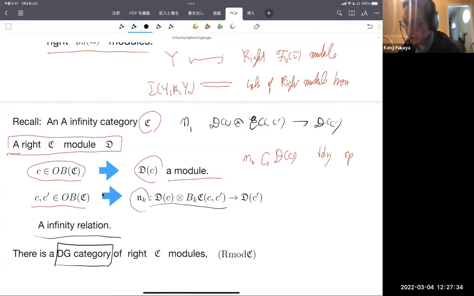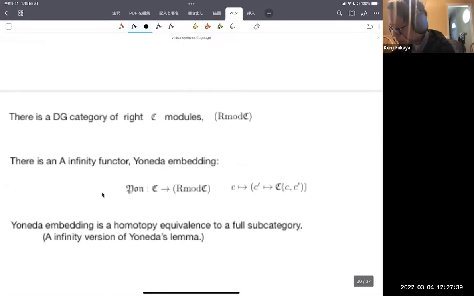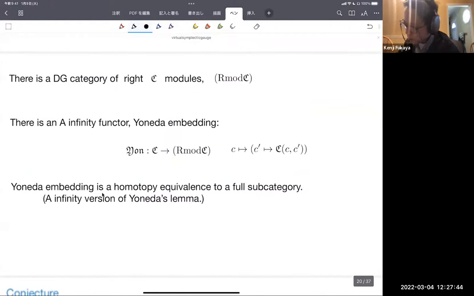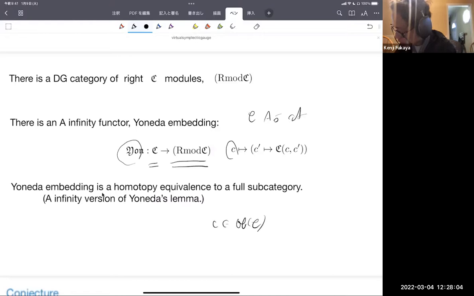And I remind you of one algebraic fact: if you have an MVT category C, there is an MVT functor called the Yoneda functor, which associates a light C module to C. As an object, you have an object C of this category. Then I want to define light. So Yoneda of C is a light C module. If we are given another object C prime of C, then the module is this space of morphisms from C to C prime.